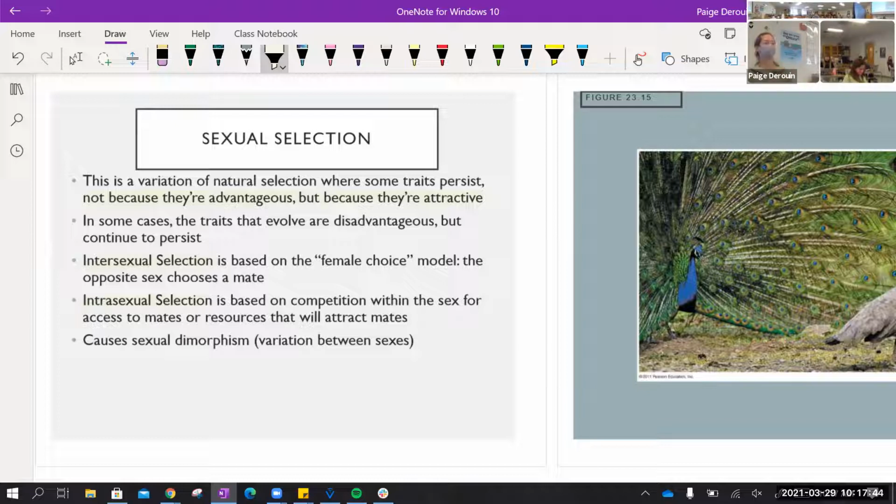So maybe in some species, the male presents the female with a gift or something like that. So the ability to get that thing would be intra-species competition.